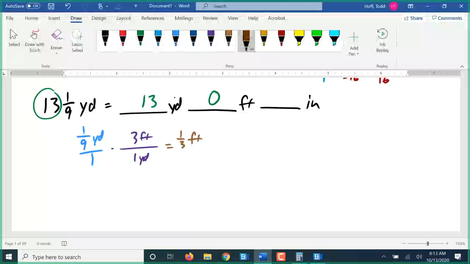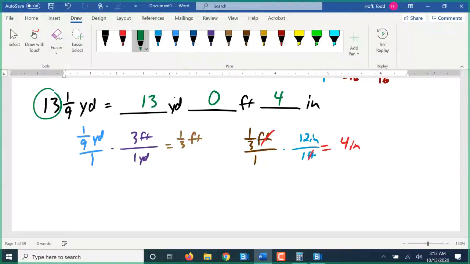And then I'm going to take my 1/3 foot and convert it into inches. So 1 foot is 12 inches. Oops, I should have been just over 1 here, not over 12. 1 foot is 12 inches, so the feet cancel out. 1/3 times 12 is 4 inches. So that 13 and 1/9 yard is 13 yards, 0 feet, 4 inches.